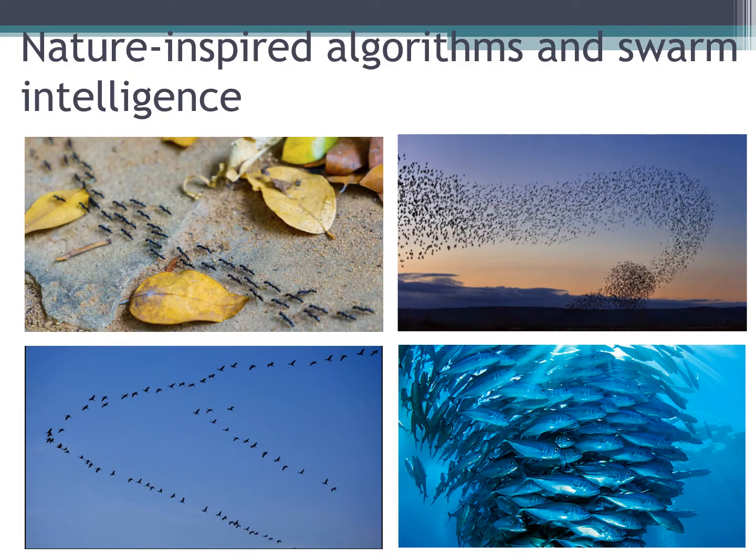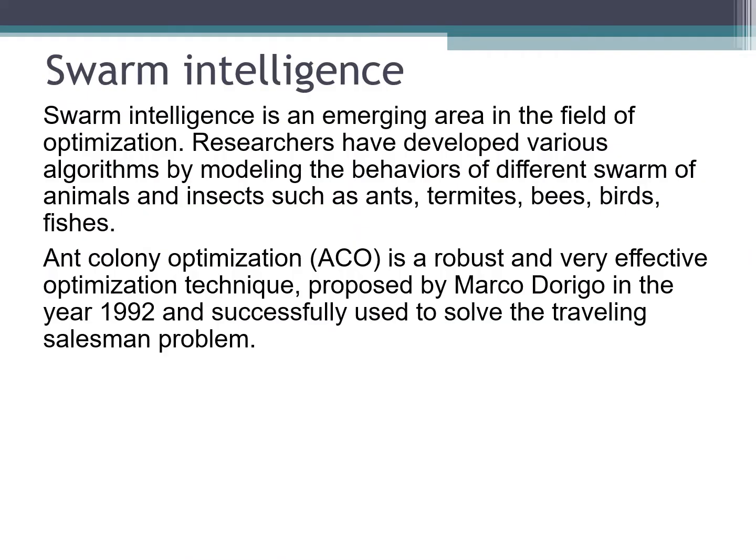Nature-inspired algorithms are computational methods of data processing in which there is causality observed in natural phenomena. The methods can be divided into categories of genetic algorithm, evolutionary algorithm, neural networks, or swarm intelligence. Swarm intelligence is an emerging area in the field of optimization.